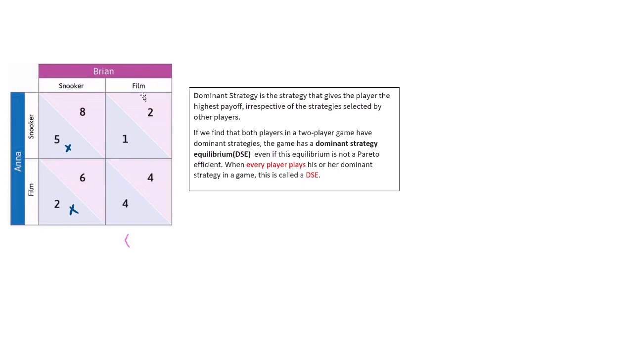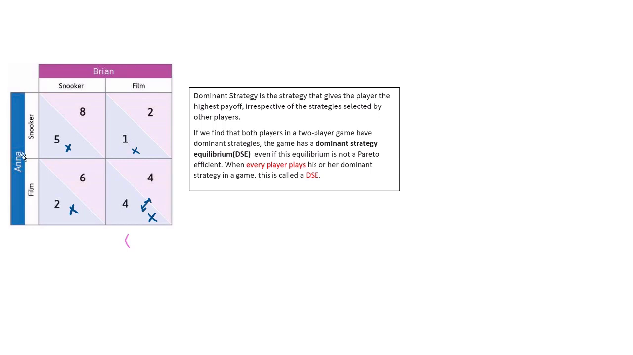So what if Brian chooses to watch a film? If Brian chooses to watch a film, what can Anna do? Anna can choose to watch snooker and the payoff is 1. And then the payoff for this one is equivalent. If it's equivalent, we don't call this a dominant strategy either. So Anna totally doesn't have a dominant strategy.